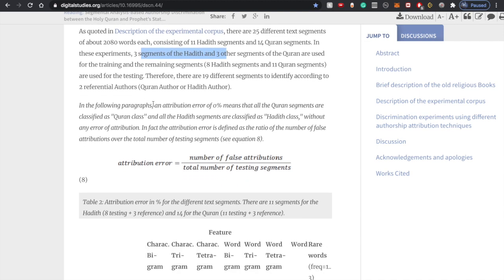In the following paragraphs, an attribution error of 0% means that all the Quran segments are classified as Quran class and all the Hadith segments are classified as Hadith class. So if there's an error of 0%, that means all of them are perfectly classified into the group.